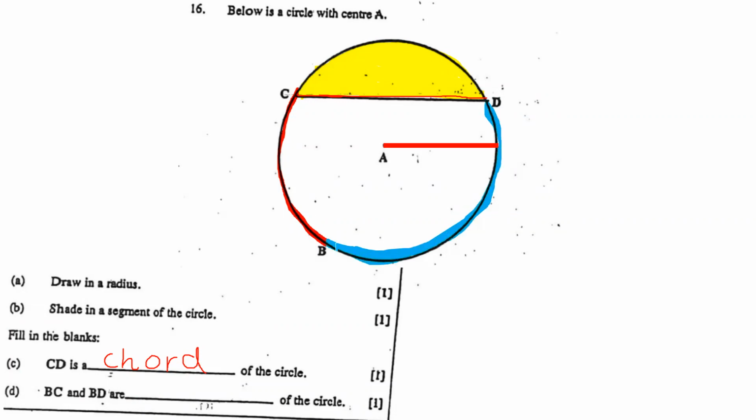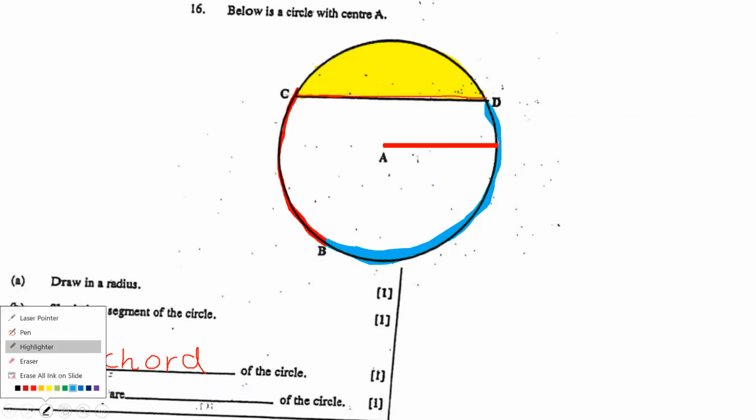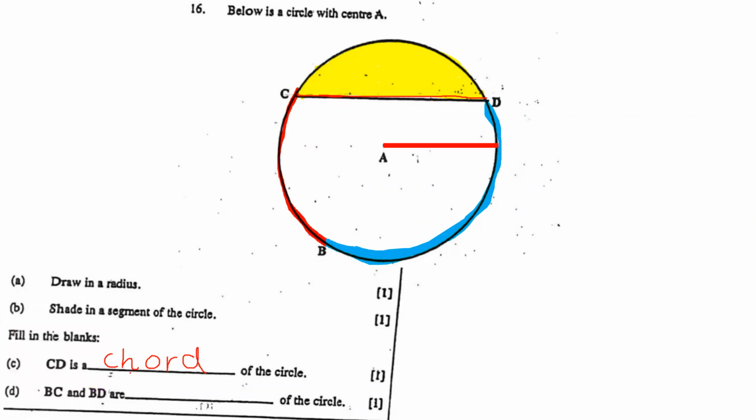So what that means is that both of them are arcs of the circle. So we call these arcs of the circle. BD and BC are known as arcs of the circle.